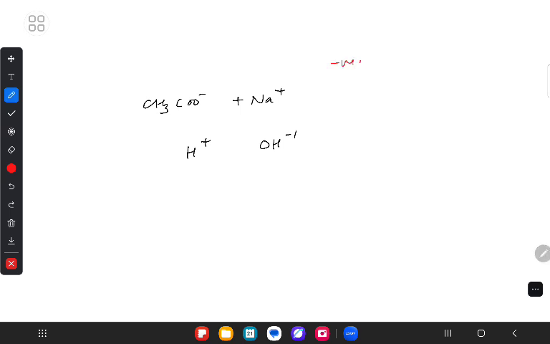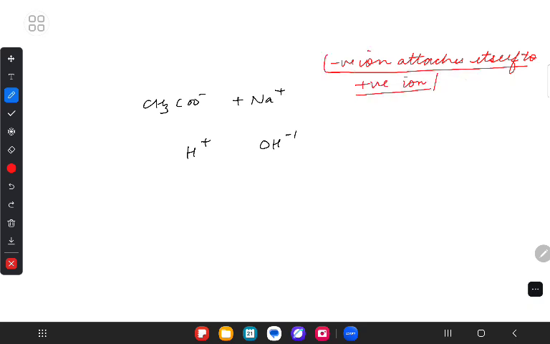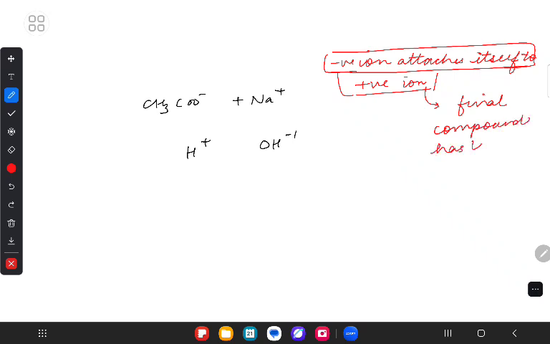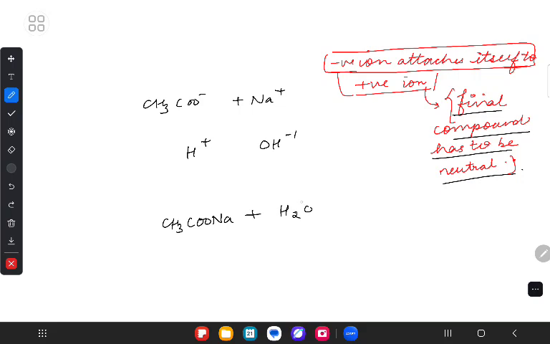So whenever a negative ion attaches itself to a positive ion, I hope you're understanding that highly likely the final compound has to be neutral. The final compound has to be neutral. So when the final compound has to be neutral, what does that mean? Tell me. So we will have CH3COONa, and we are going to have H2O.